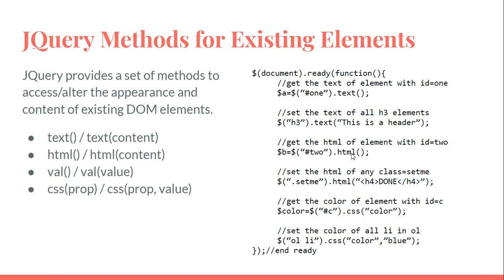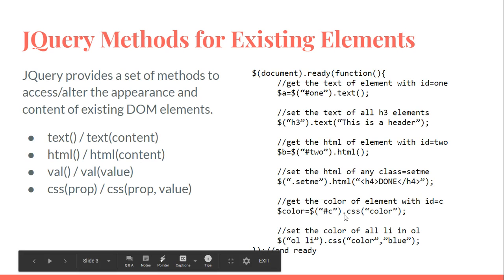HTML works kind of the same way as text, except it allows us to access and add HTML. So in this one, I'm getting any HTML inside of the element that has ID 2 and storing it in B. And in this one, I'm getting anything that has a class of setMe and setting its HTML to be an H4 that has done written inside of it.